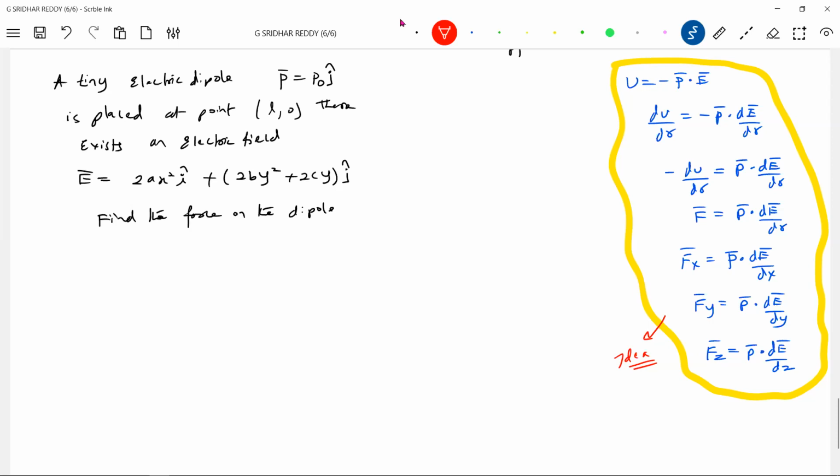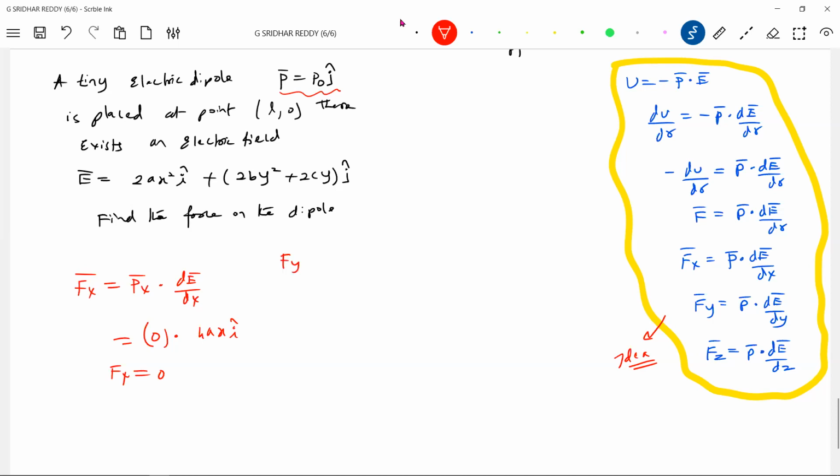There are two components of force, no? One x component and the y component. Directly substitute here. First let's go for the x component. Fx equal to Px bar dot dE bar by dx. What is the x component of the dipole moment? 0, because the dipole moment is along the y-axis. So this will be 0. The derivative of this will be 4a x i cap, and anything multiplied with 0 will be 0. So there's no x component of force acting on the dipole.